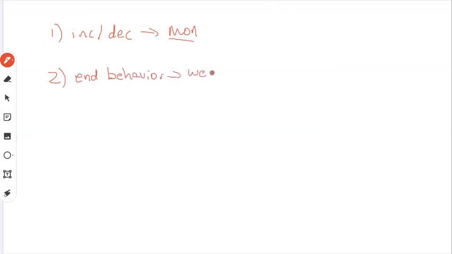So what's going to be due on Sunday? You're going to have your 2 assignments. The first one is the increasing, decreasing. You can do that today. And then your second assignment is going to be end behavior, which is what we're going to be talking about on Wednesday. Okay, and that's all I wanted to talk about today.